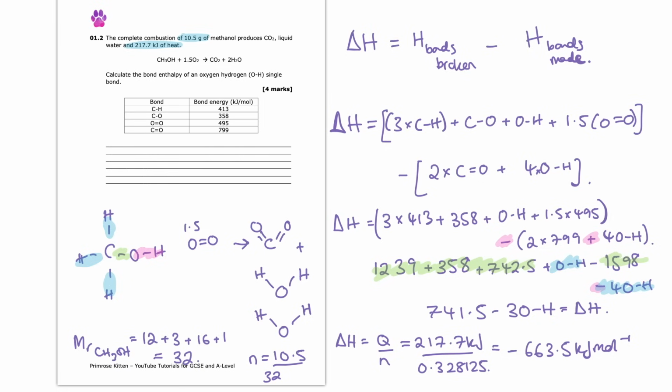So now let's finish this all off. So we said, didn't we, that 741.5 minus 3 OHs is equal to the enthalpy change, which we've just said is minus 663.5. So now we can give this a good rearrange to get a value for OH. The first thing that I would do is subtract 741.5, and that leaves me with minus 3 OHs is equal to minus 1,405, if we round that to the nearest whole number.